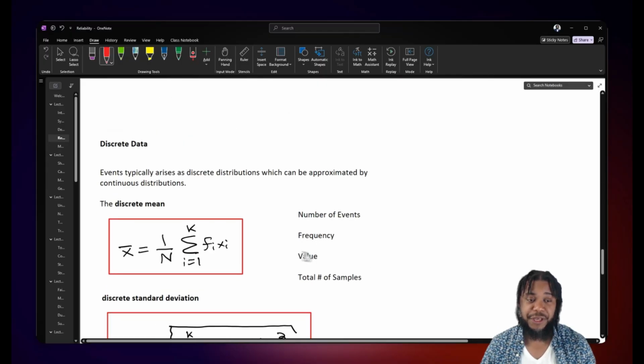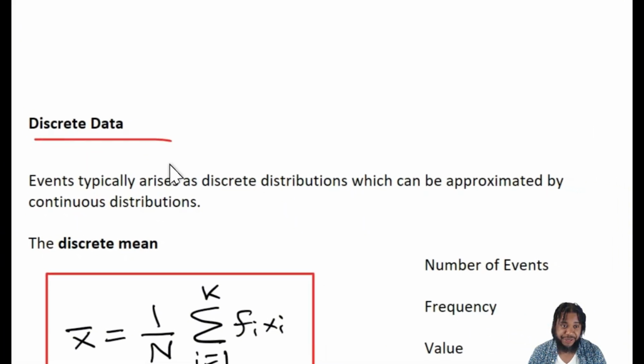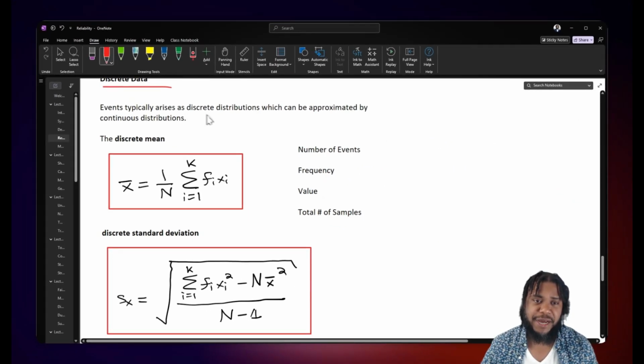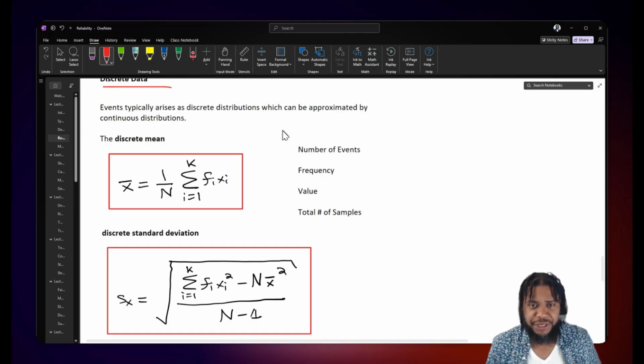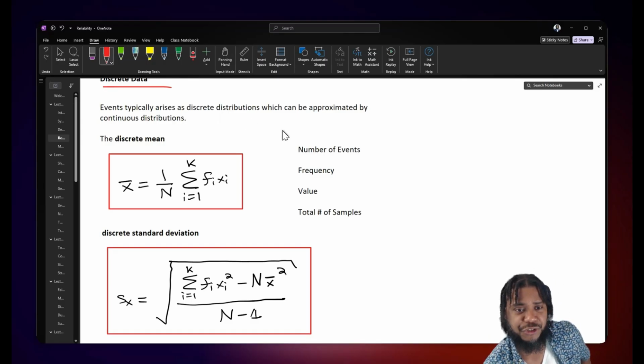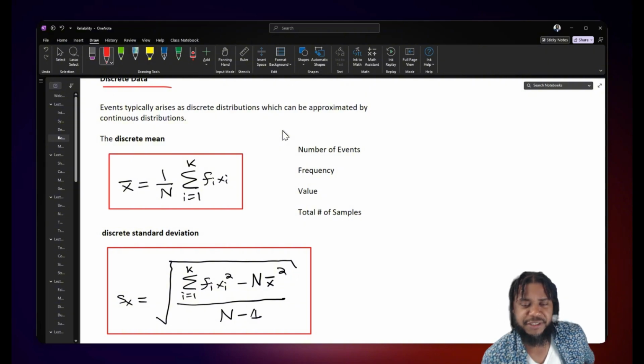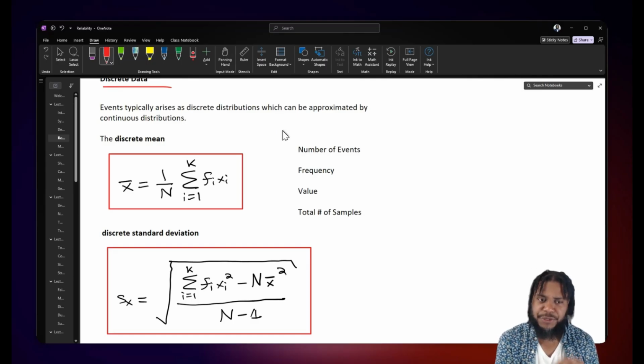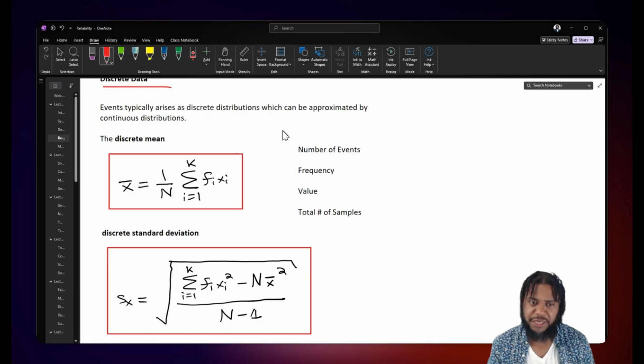Now, another important thing for us to look at is discrete data. Events typically arise as a discrete distribution, which can be approximated by a continuous distribution. Now, what that means is we can often find a UTS that repeats many times up to a certain number, and then another UTS that repeats many times and up to a certain number of events. Each of those has its own mean, each of it has its own frequency or count, and how do we then aggregate those individual distributions in order to get a continuous distribution?